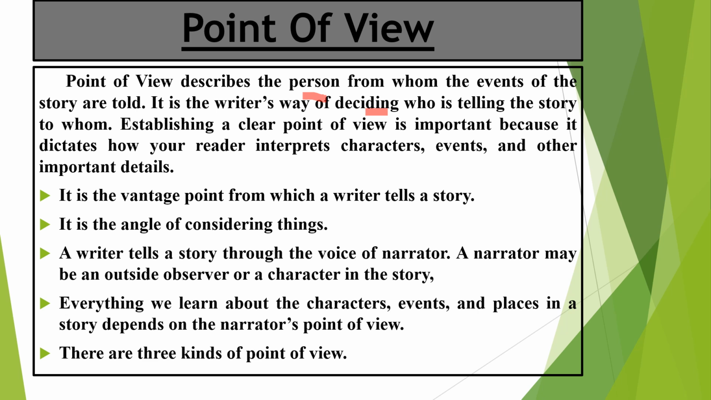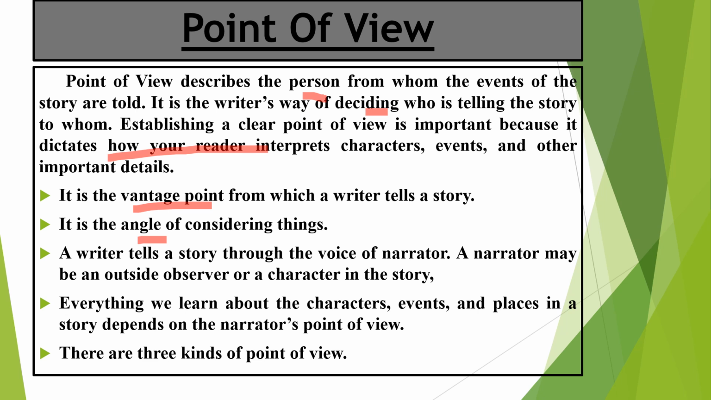Establishing a clear point of view is important because it dictates how your reader interprets characters, events, and other important details. Almost all the details of the story, and how readers are going to associate with different characters and events, also depend upon point of view. It is a vantage point from which a writer tells a story. It is the angle of considering things, because different points of view allow different things to different narrators. So we need to know about these things.